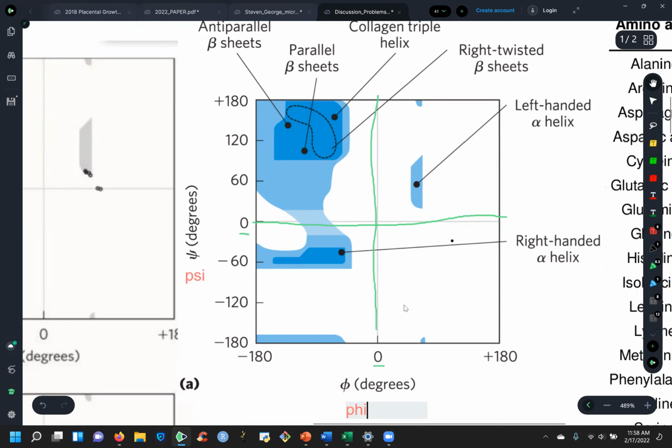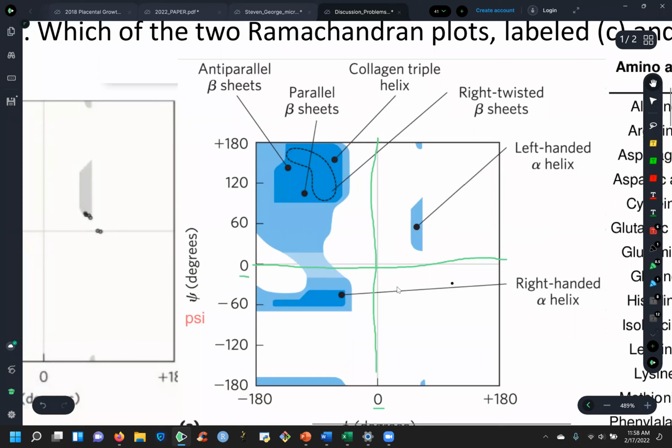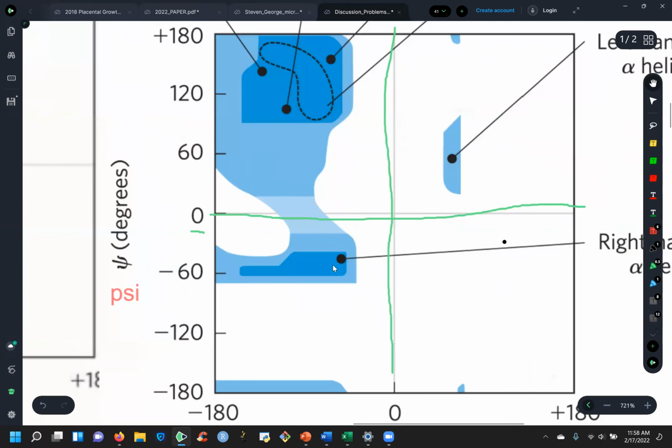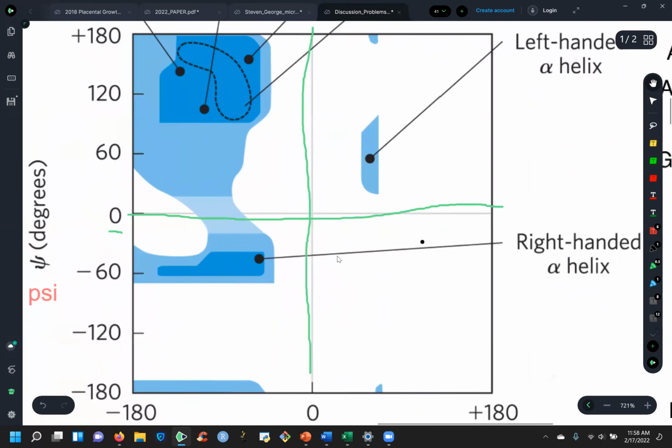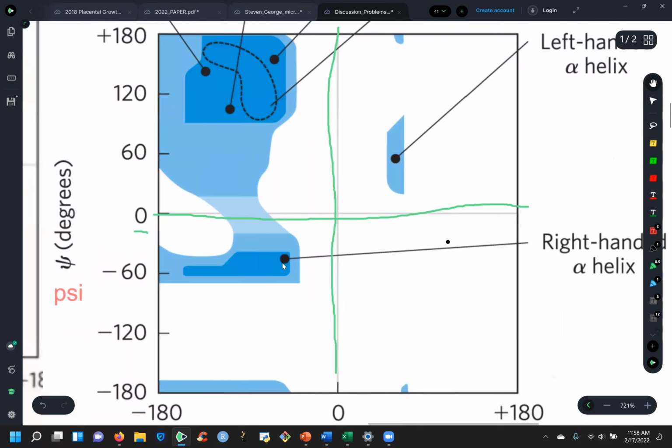So once you know how to draw your axes and what goes where, all you have to do is learn 5 dots. So this is your key. Once you memorize these 5 dots, then you can answer any question and you'll get it right when it comes to Ramachandran plots. And this is why I love them. They're so easy. So basically, if you get anything right here in this dot region, this is a right-handed alpha helix. Okay, so it looks to be like minus 60 to minus 60.